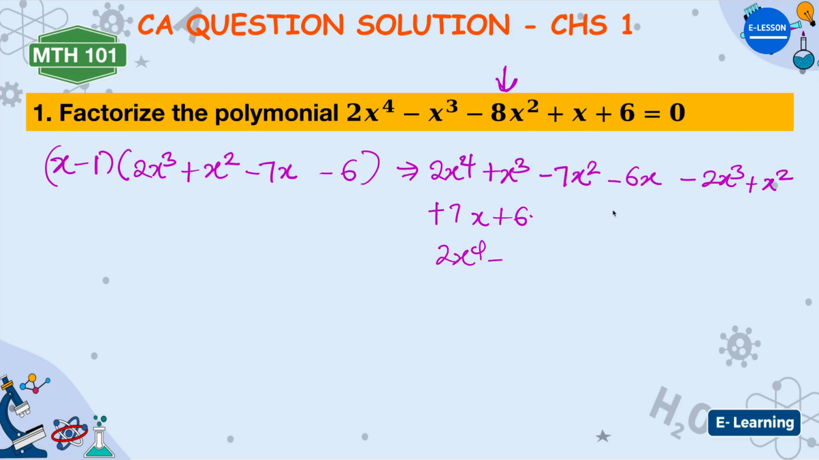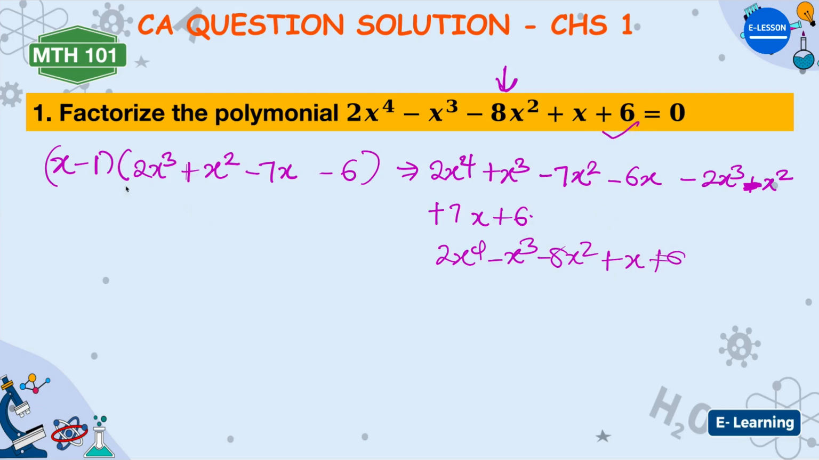If you subtract, first of all, we have our 2x raised to the power of 4, then minus this 2x raised to the power of 3. x raised to the power of 3 minus 2x raised to the power of 3 will give us minus x raised to the power of 3. Then minus 7x squared, this is supposed to be a negative sign here because it's minus 1 that is subtracted. So minus times minus will give us negative here. So here it's supposed to be minus 7x squared minus x squared, which will give us minus 8x squared. Then plus this 7x minus 6x plus 7x will give us x, and then of course plus 6.